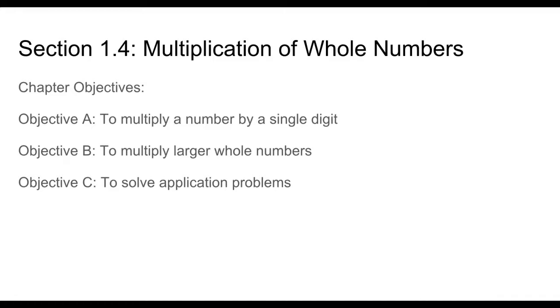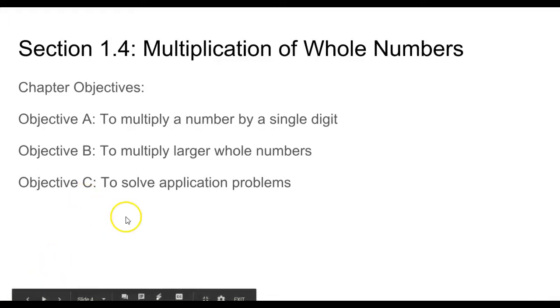Application problems are important because they teach us how to use the math that we're learning in real-world situations. Why are we learning all this stuff? Well, application problems show us why we are. Okay, so we're going to be completing a review of objective A and B, since we've already covered that, and then the new lecture in this video presentation will cover objective C. Okay, so let's continue.